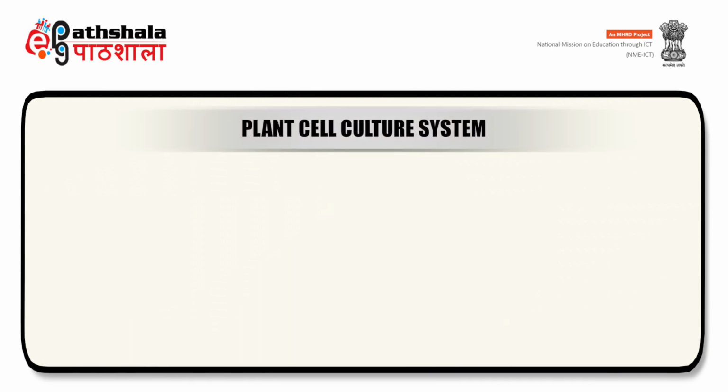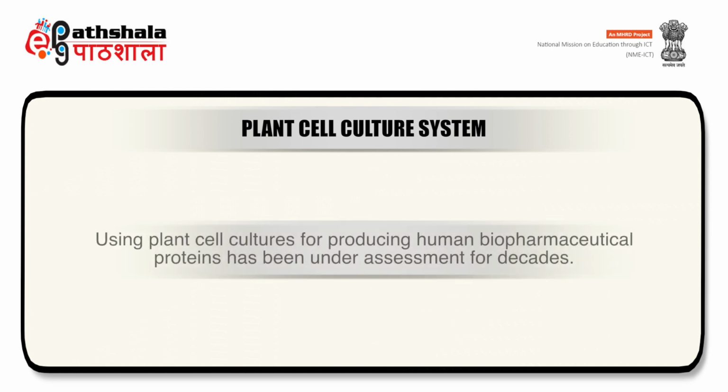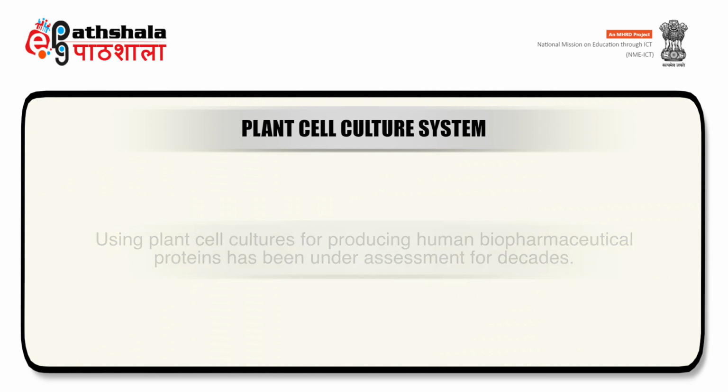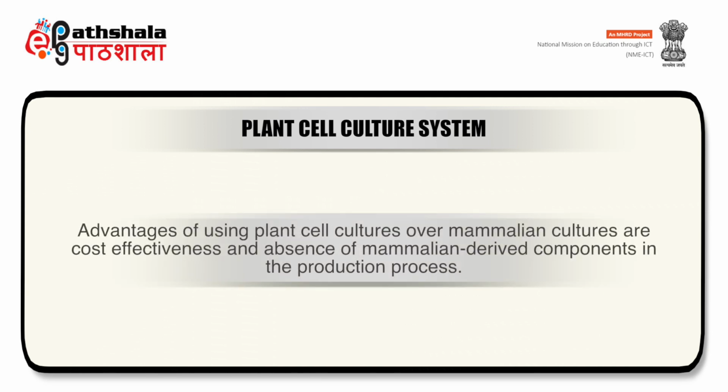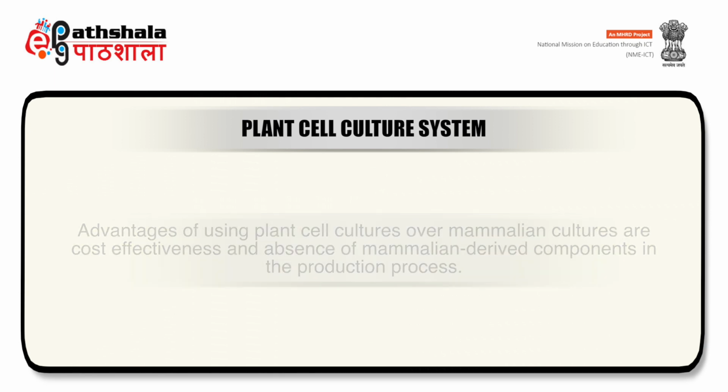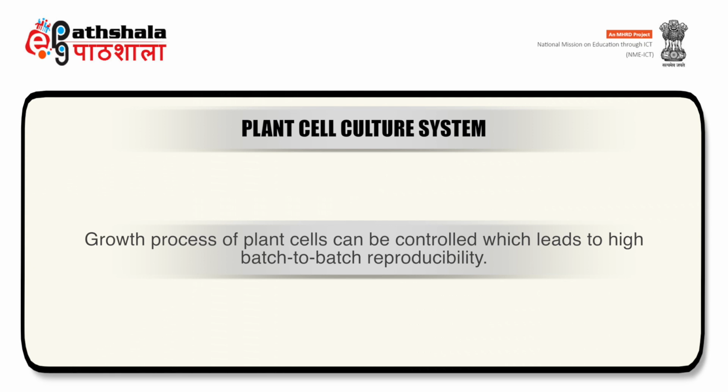The third system is the plant cell culture system. Using plant cell cultures for producing human biopharmaceutical proteins has been under assessment for decades. Advantages of using plant cell cultures over mammalian cultures are cost effectiveness and absence of mammalian derived components in the production process. The growth process of plant cells can be controlled, which leads to high batch-to-batch reproducibility.